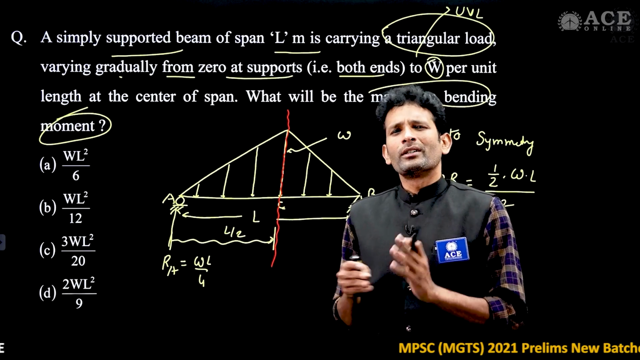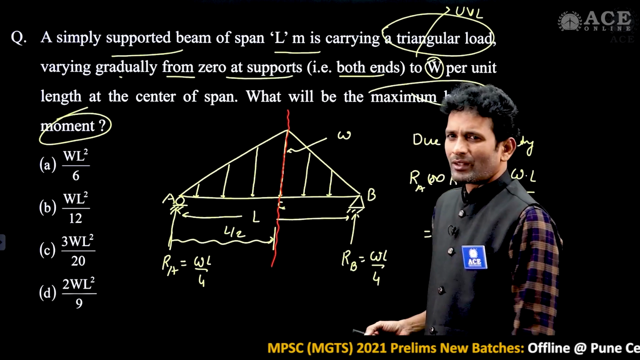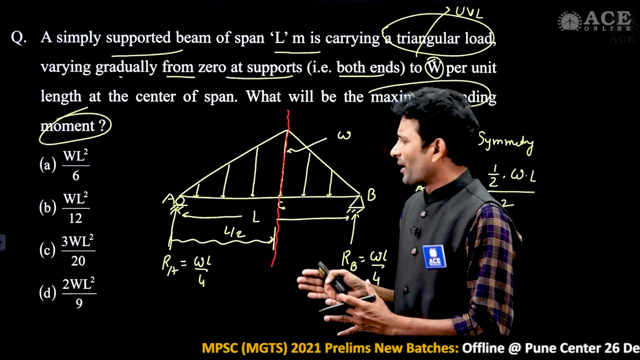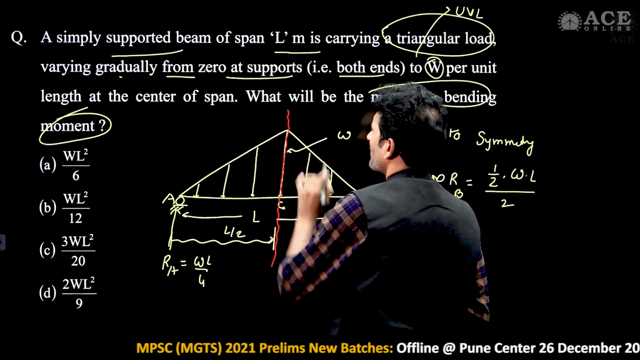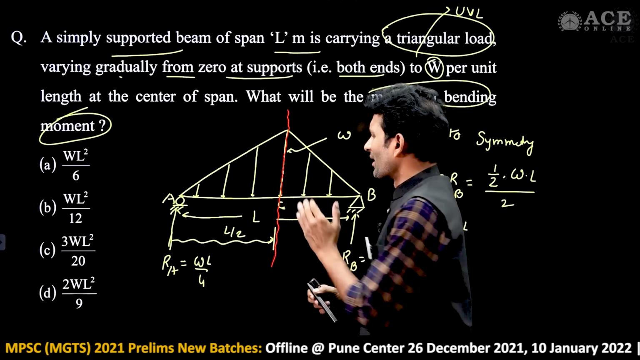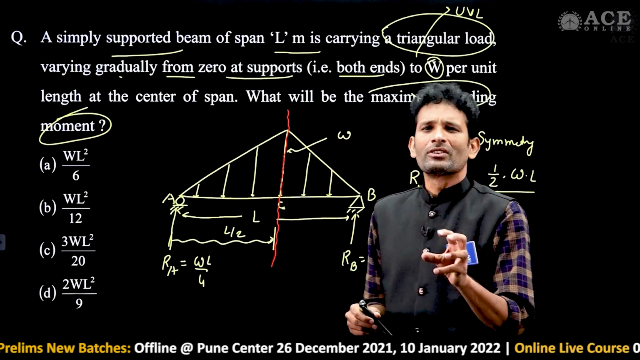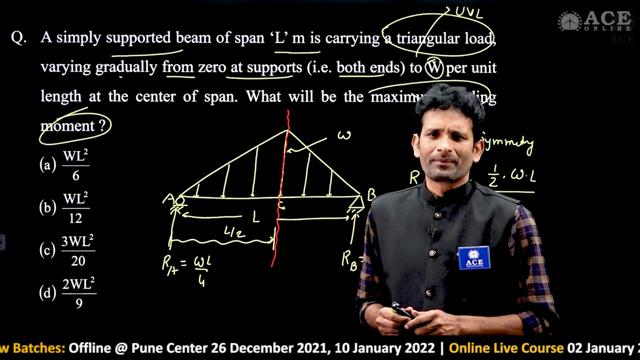If I want to find the bending moment at any section, what concept are we using? The concept behind this is the algebraic sum of moments of all the forces, either on the left-hand side of this section or the right-hand side of this section, which gives the bending moment at this section.